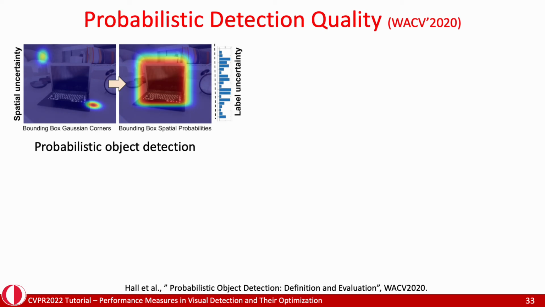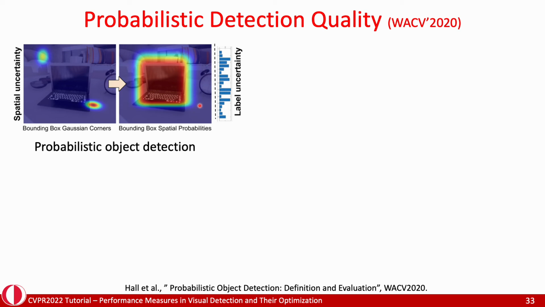The next performance measure to visit is the probabilistic detection quality proposed in WACV 2020. This paper actually proposes a new task. It is the probabilistic object detection, where uncertainties regarding both the semantic label and the spatial support are taken into account. For example, on the spatial aspect, instead of directly outputting bounding box coordinates, the probabilistic object detector outputs distributions for the top left and bottom right corners for an object. And these two distributions together define a spatial probability distribution as shown in this figure.